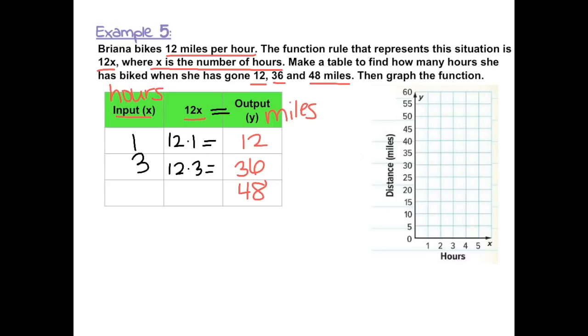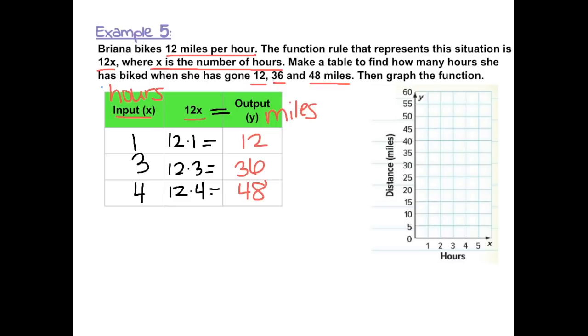Our last output is 48. So our function rule, 12x, we're going to set it equal to 48. Divide both sides by 12. We get x equals 4. 12 times 4 does equal 48. Now we want to graph the function.